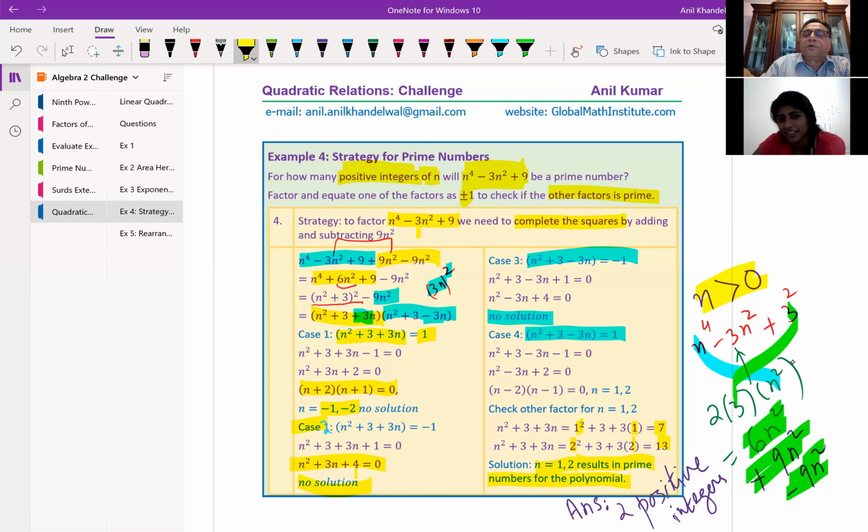And that is critical because you can lose marks for that. So 0.5 marks are gone for that. So how many, right? So there are two positive integers n, which are 1 and 2, which will result in a prime number for the given trinomial. Is that clear?